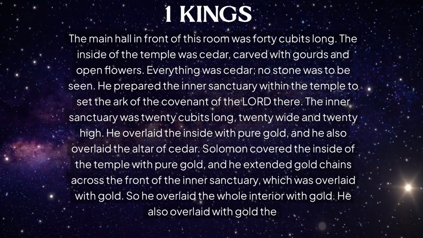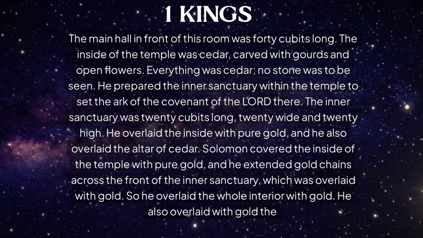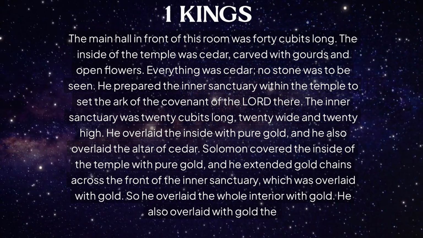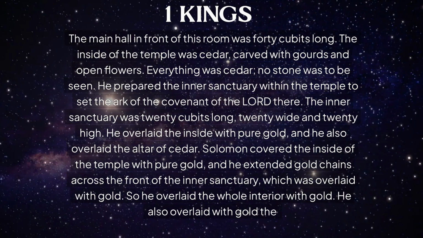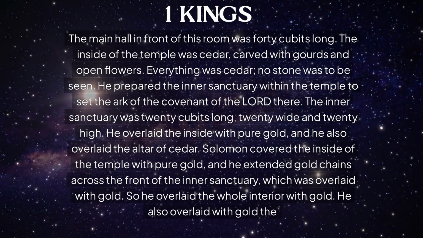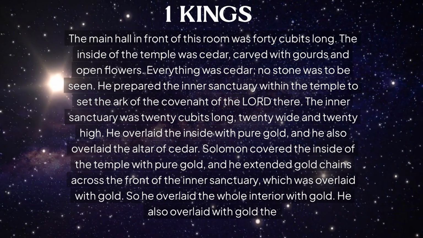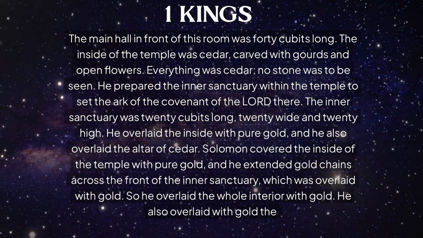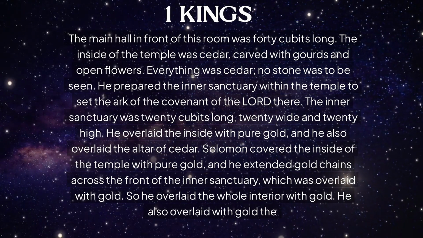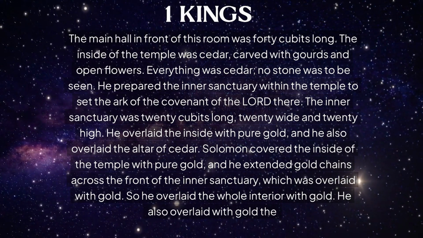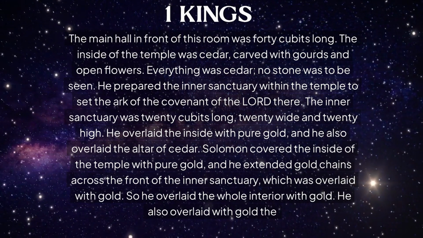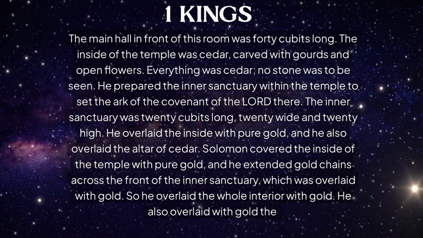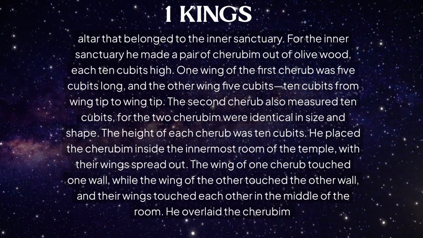He prepared the inner sanctuary within the temple to set the Ark of the Covenant of the Lord there. The inner sanctuary was 20 cubits long, 20 wide and 20 high. He overlaid the inside with pure gold, and he also overlaid the altar of cedar. Solomon covered the inside of the temple with pure gold, and he extended gold chains across the front of the inner sanctuary, which was overlaid with gold. So he overlaid the whole interior with gold. He also overlaid with gold the altar that belonged to the inner sanctuary.